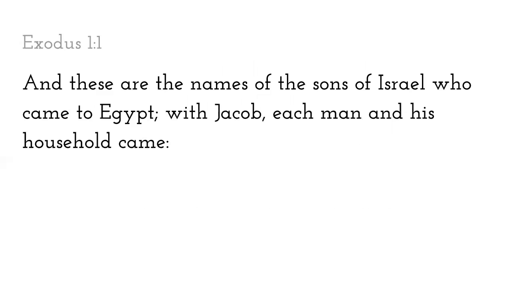Okay, now let's get into the verse. The first verse in English reads, Exodus chapter 1, verse 1: And these are the names of the sons of Israel who came to Egypt with Jacob. Each man and his household came.